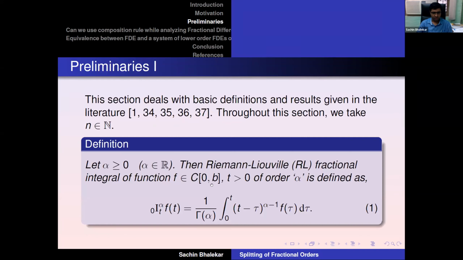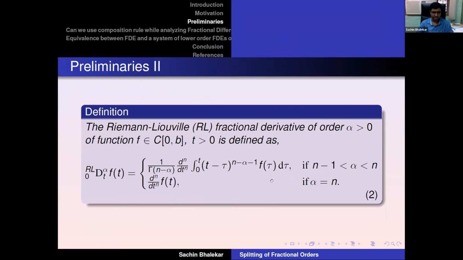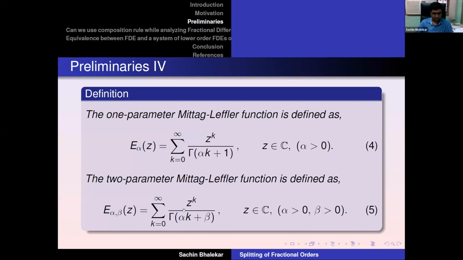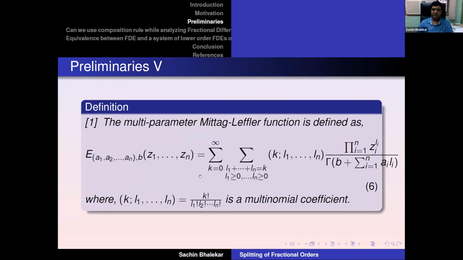These are the basic definitions. I am not going into details. Throughout this lecture, I will consider the Caputo fractional derivative. This is, as usual, the Mittag-Leffler function: one parameter, then two parameter, and this is the multi-parameter Mittag-Leffler function where we have a multinomial coefficient. These appear as solutions of fractional differential equations containing more than one derivative, which we can call multi-term fractional differential equations.